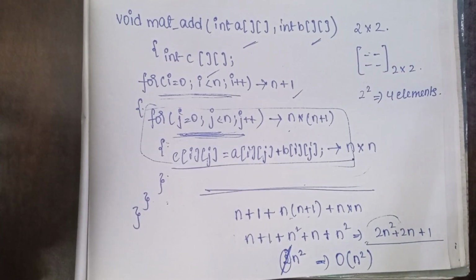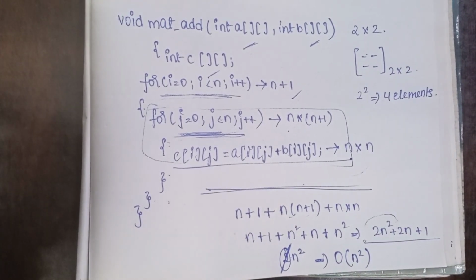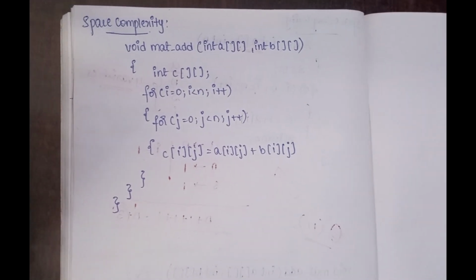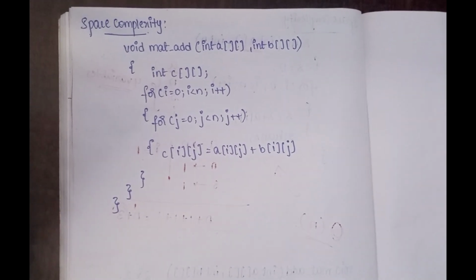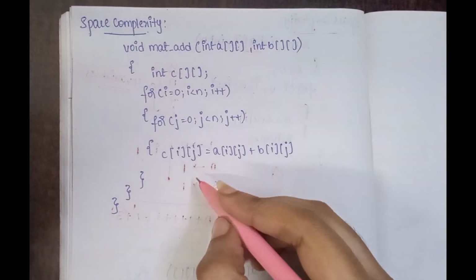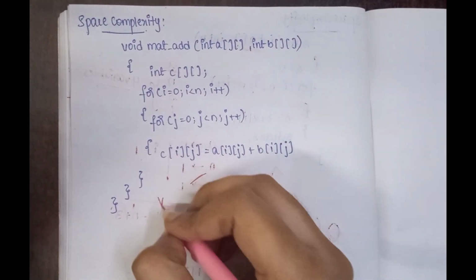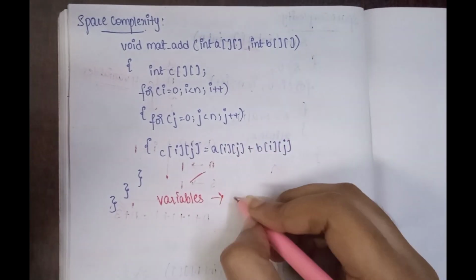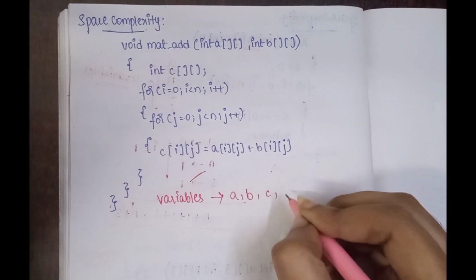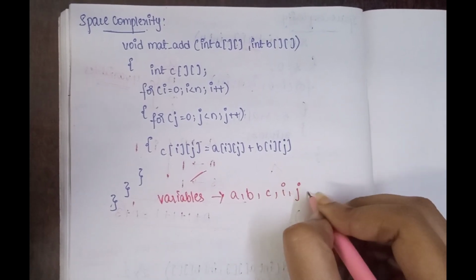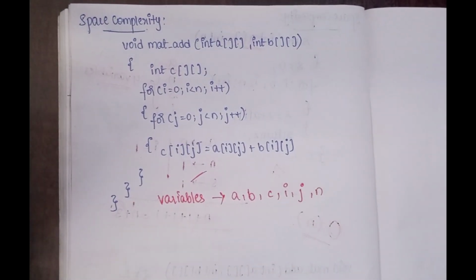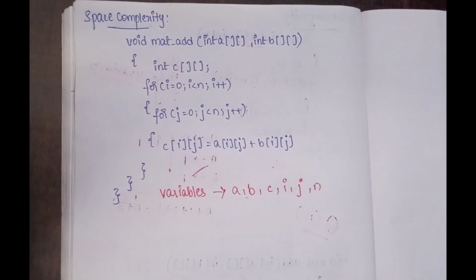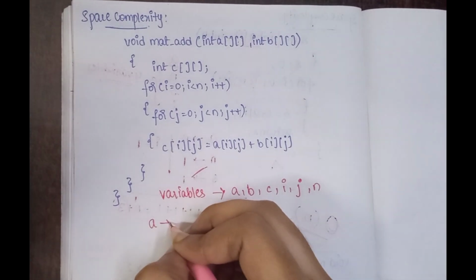In the same way, let us calculate space complexity. So how you will calculate the space complexity now? What did we do in the previous example? We noted how many variables there are. So in this algorithm also, how many variables are there? What are the variables you are having? A, B, C, I, J and N. Here I am having 6 variables in this particular algorithm. So what is the space taken by my A?